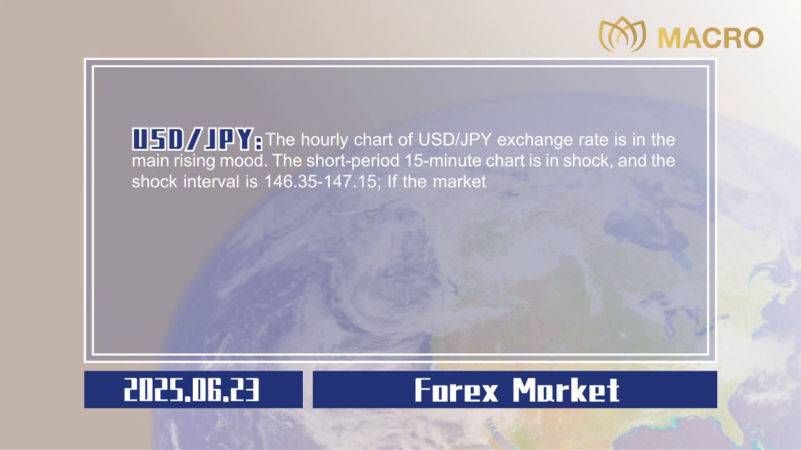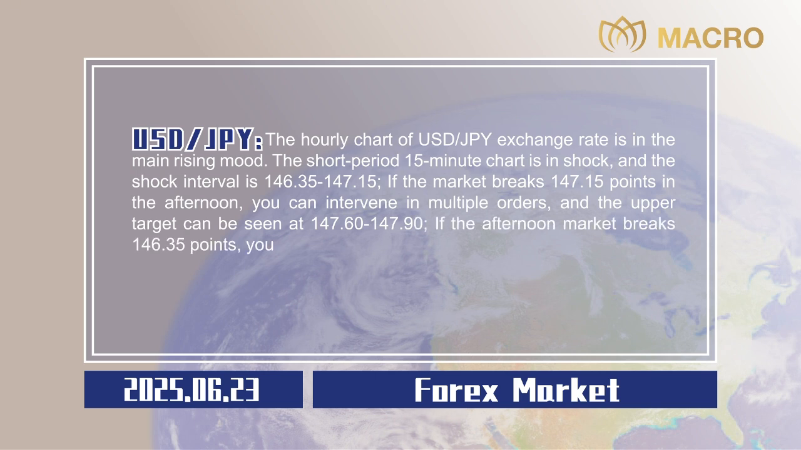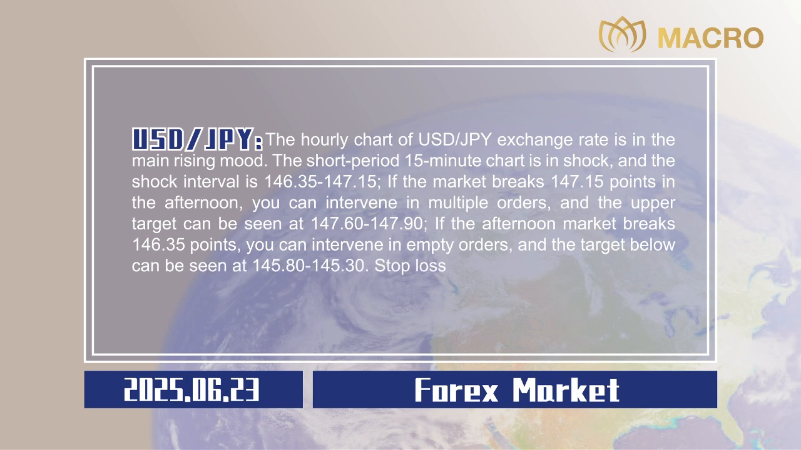If the market breaks 147.15 points in the afternoon, you can intervene in long orders, and the upper target can be seen at 147.60 to 147.90. If the afternoon market breaks 146.35 points, you can intervene in short orders, and the target below can be seen at 145.80 to 145.30. Stop losses are all 20 points, 0.20.